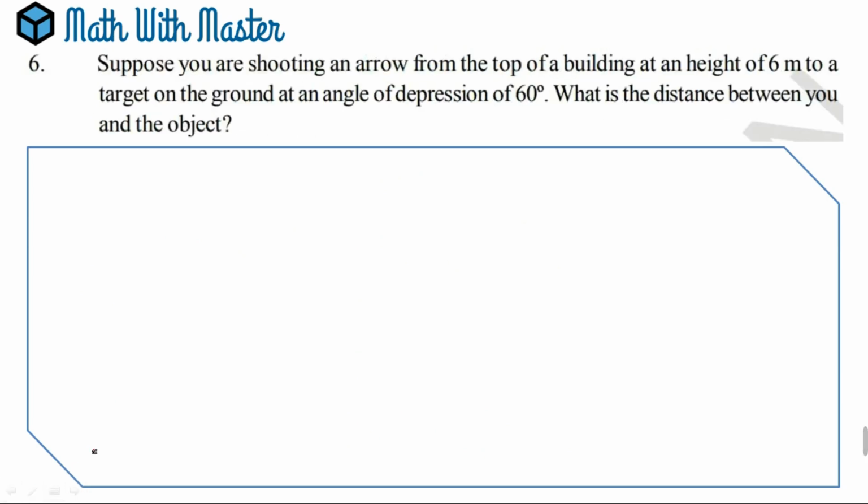This is the next question. Suppose you are shooting an arrow from the top of a building at a height of 6 meters to a target on the ground at an angle of depression of 60 degrees. What is the distance between you and the object? So, we are in a building.